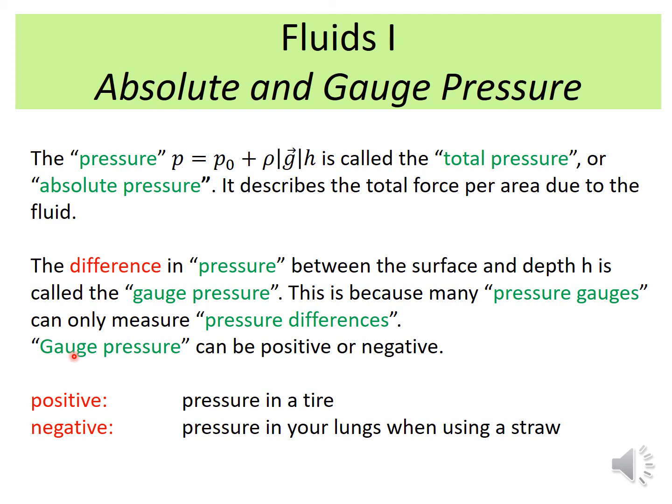So that means, because we are now talking about gauge pressures as differences, these gauge pressures can either be positive or negative. An example for a positive gauge pressure is the pressure in a tire. Obviously you have a higher pressure in your tires in comparison to the atmospheric pressure outside. And a negative pressure, also with respect to the atmospheric pressure, would be the pressure in your lungs when you use a straw and suck on it. Then you do have a negative pressure.